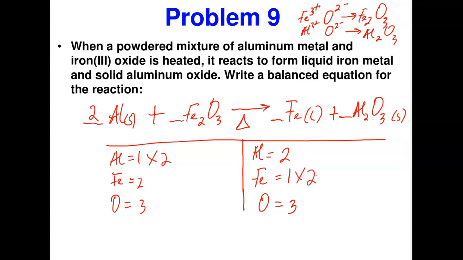I'm going to multiply this by 2. If we put 2 here, that gives you 2. And then oxygen is 3 here. Oxygen is 3 here. The equation is balanced. So you can now add 1 here and 1 here, and the equation is balanced.